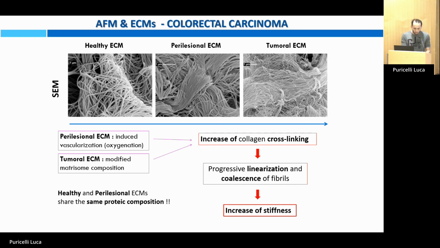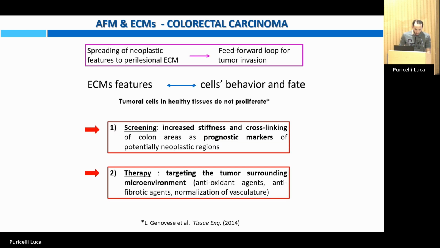in moving a healthy ECM towards a tumoral ECM, and this is done also to favor the vascularization of the region, which is indeed needed by tumoral cells. And this progressive linearization and coalescence of fibers correlates very well with the increase of stiffness measured by AFM.